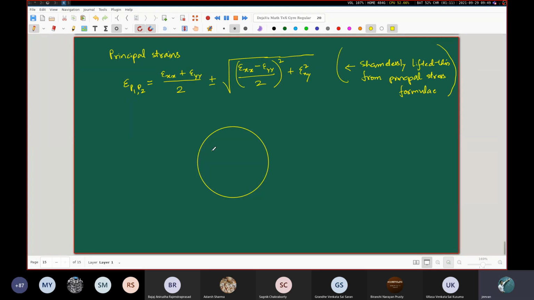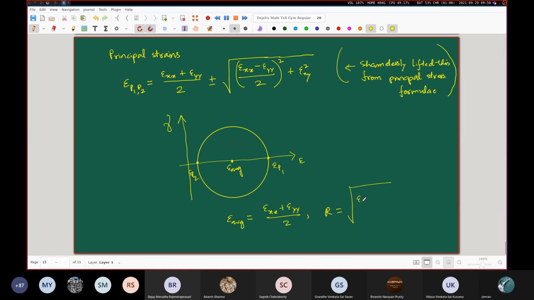Where this is epsilon, this is gamma. Please note that this is gamma, okay? This is not epsilon xy, this is gamma. This here is the epsilon P1. This is the epsilon P2. This is the epsilon average, where epsilon average is equal to epsilon XX plus epsilon YY by 2, and the radius of this circle is just this thing. So this is the radius, and everything that we have talked about earlier follows through. Even the three-dimensional version of the Mohr circle for strain follows through in exactly the same fashion.